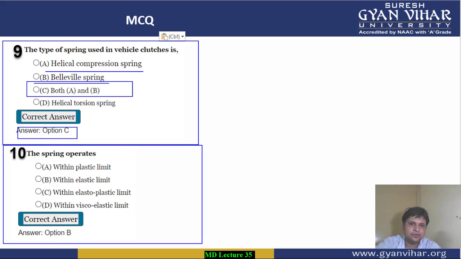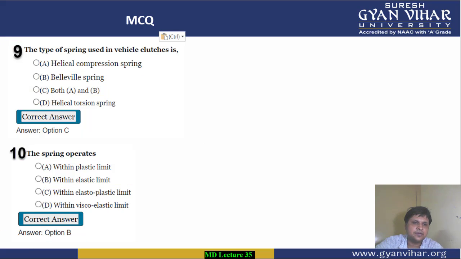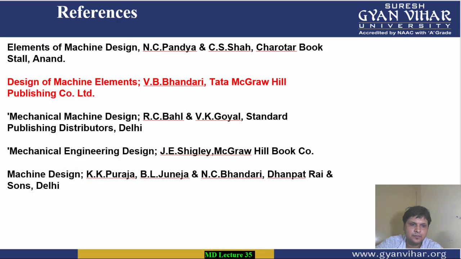Coming to multiple choice question number 10. The spring operates, we all know, within elastic limits. So B is the correct option. All the multiple choice questions we have discussed were prepared to help you learn about this topic, and the content was from these references. You can also use these references for your self-study, students.